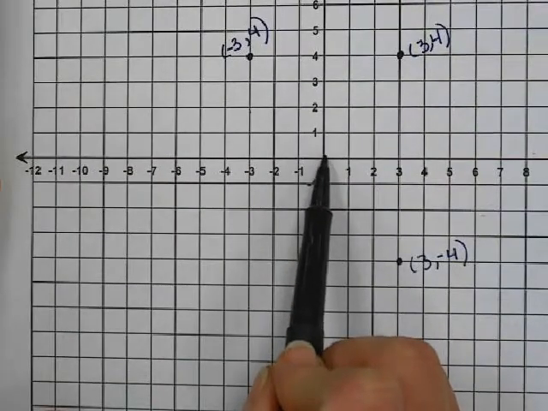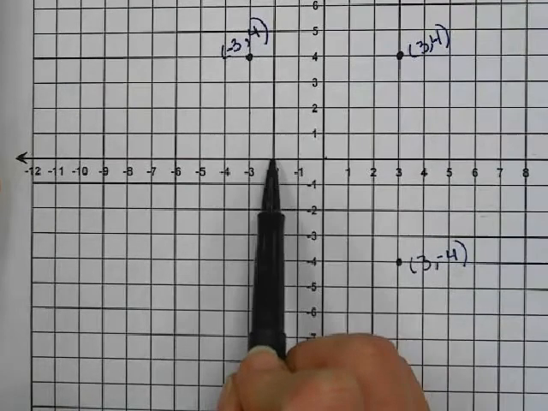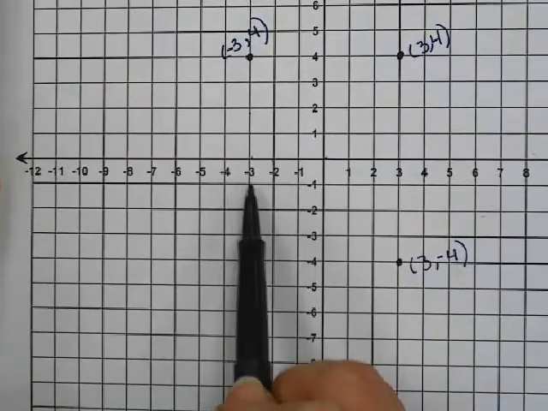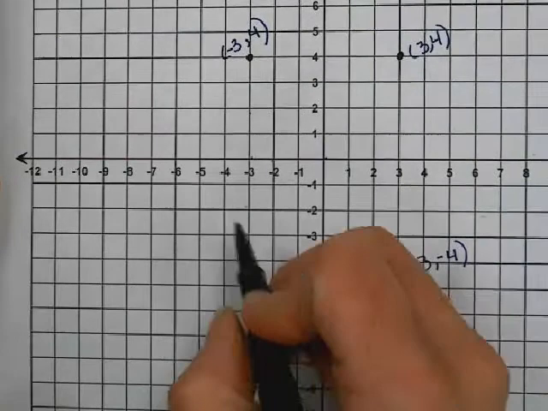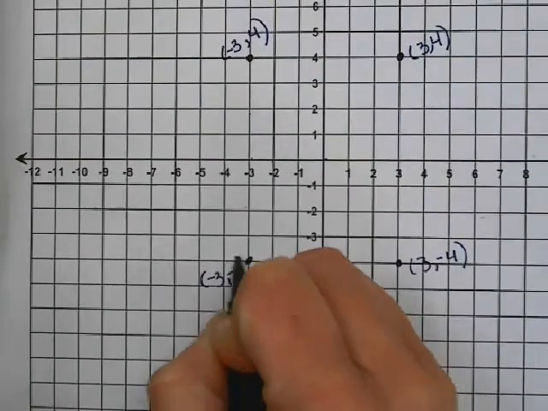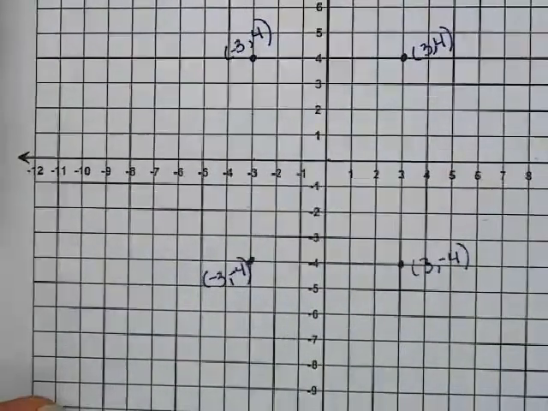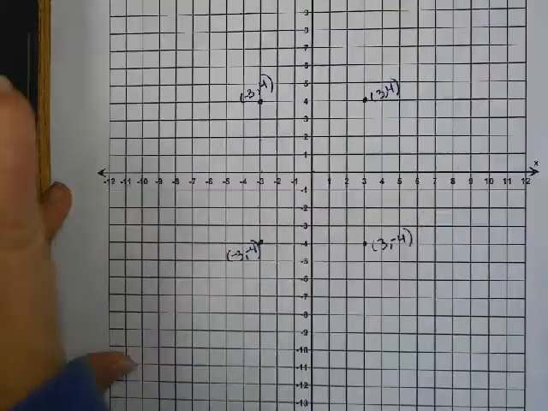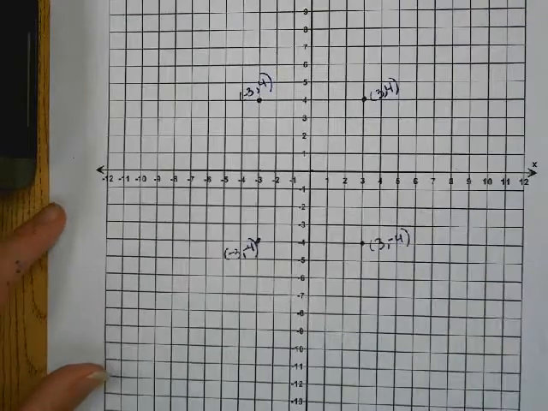My x coordinate is to the left of 0. Negative 1, negative 2, negative 3. Negative 1, negative 2, negative 3, negative 4. And that will be my negative, negative quadrant, quadrant 3. So negative 3, negative 4. So I'm going to be looking at how these are symmetrical and then filling in answers in the chart.